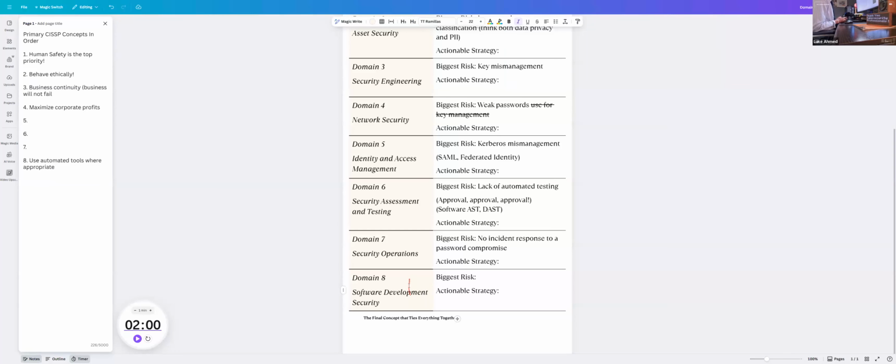So having an incident response gives you a process to follow. And the CISSP exam is all about processes, frameworks, and following an established pattern instead of just going in without knowing anything of what to do. So it's not just incident response to a password compromise, but an incident response to anything. So the biggest risk in security operations, the word is operations. You have to keep operating, you have to know what to do next. Everybody should know what to do next.